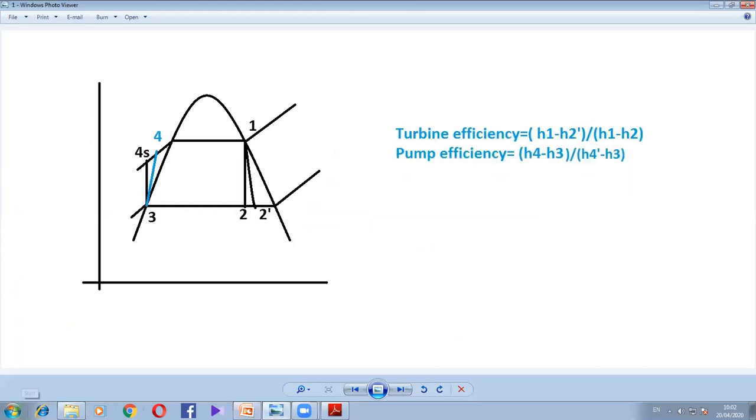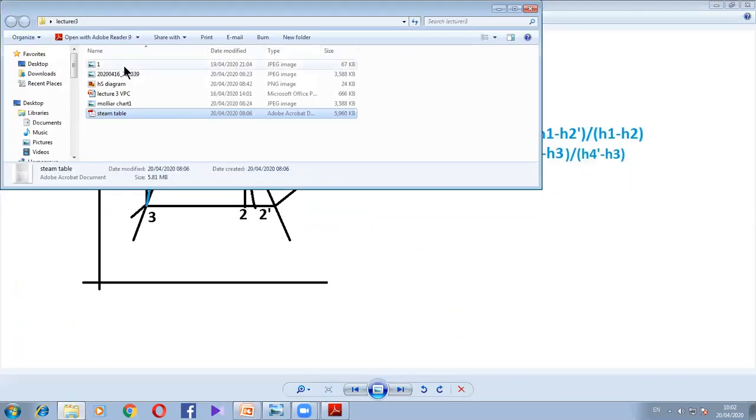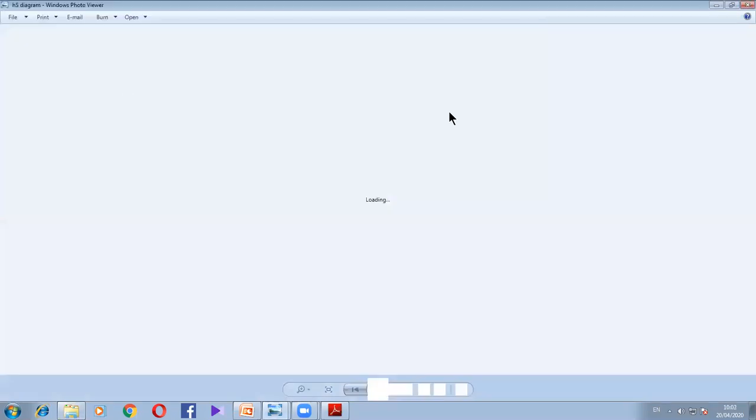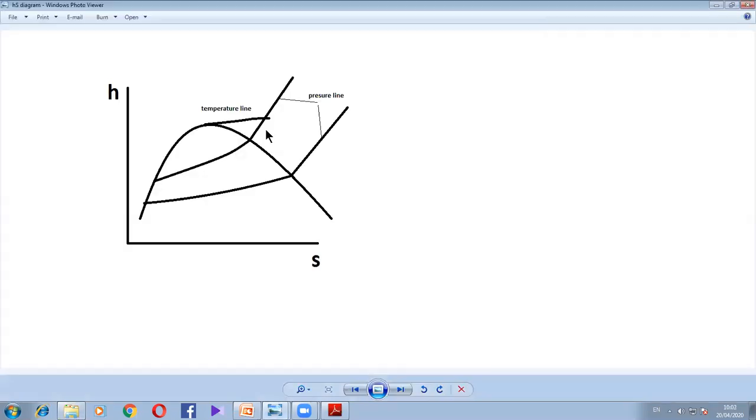See, when I take the Mollier chart, it is nothing but an HS diagram. First let me show the HS diagram for your reference. When I take the HS diagram, on the vertical side we have H, enthalpy, and S is entropy. This is how the vapor dome of the HS diagram looks.